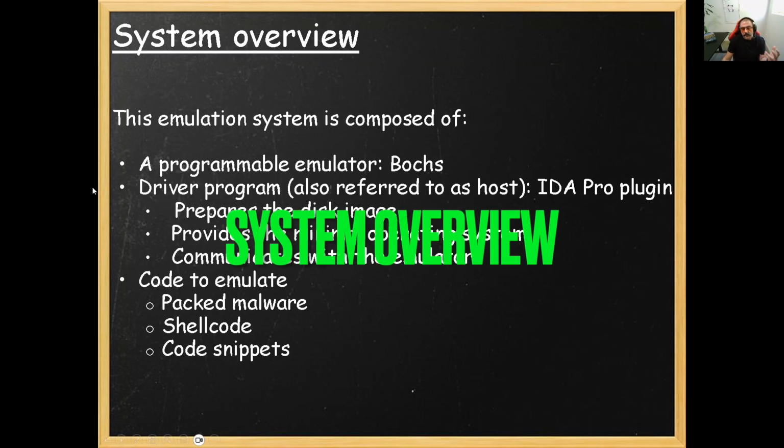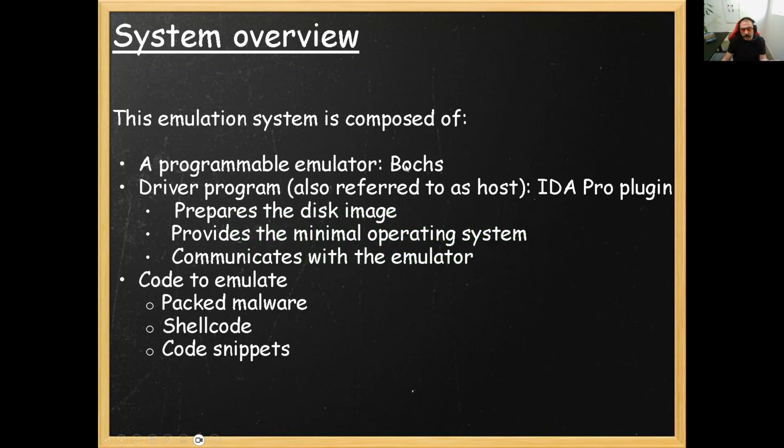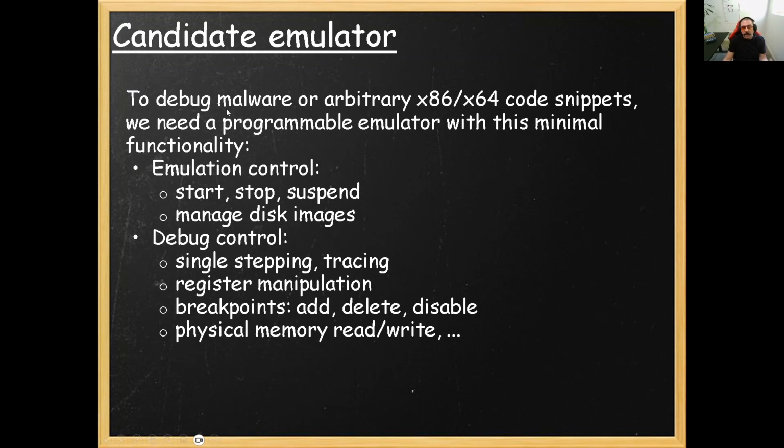As an overview, this system is composed of multiple components. First, we need a programmable emulator, and for that reason we used Bochs. We need a driver program, and this happens to be the IDA Pro plugin. And by driver program, I mean the orchestrator that talks to the emulator and also prepares the disk image and is the middleman between the emulator and the emulated code and the user interface. So that's the driver program. And the third part here is the code to emulate, whatever its nature is, as long as we have instructions. We needed an emulator that can give us a bunch of facilities.